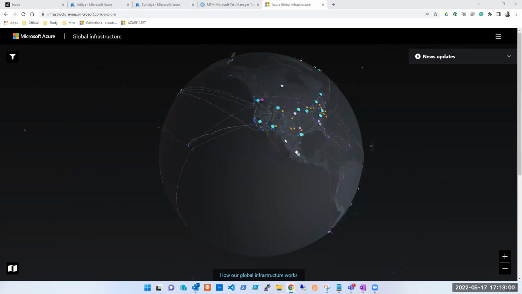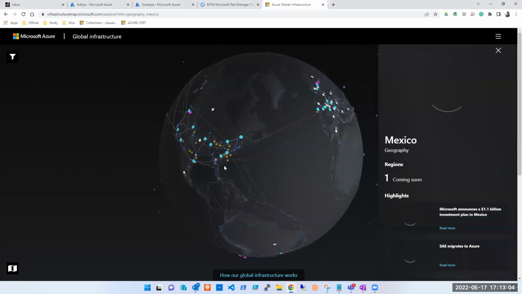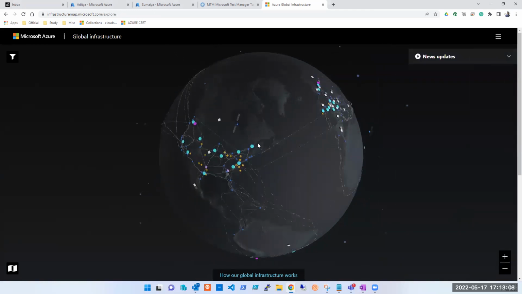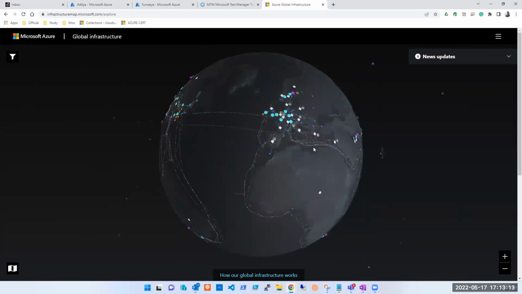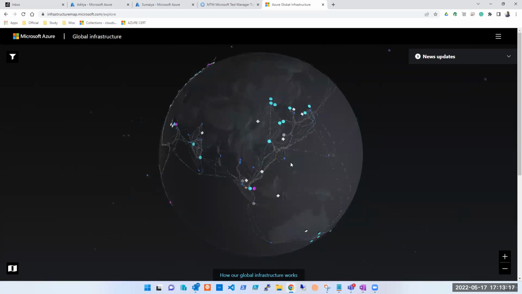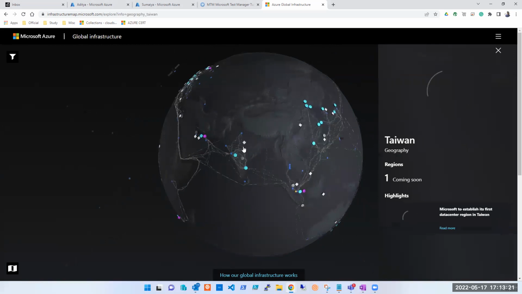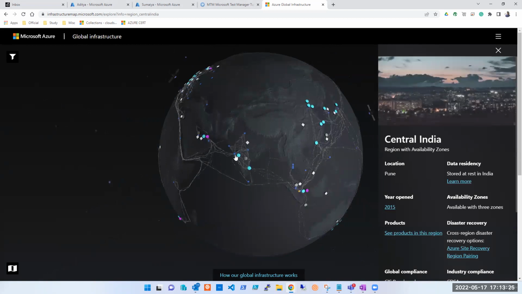Okay, so what it says is that regions in one geography are connected with the backbone network. Now, what does it mean? If I'm talking about regions in India, those regions are connected directly, because Microsoft has also laid its own line, like the internet lines. It won't be that big, okay, but at least these two regions, Central India and South India, are connected directly with the Microsoft backbone network. It means this traffic will not go through the internet.